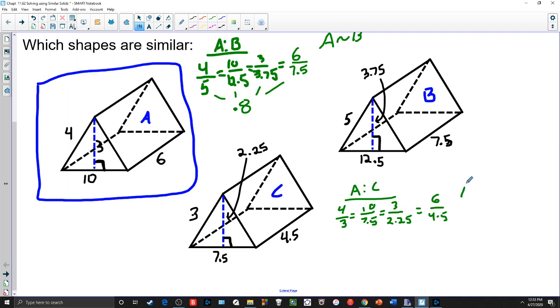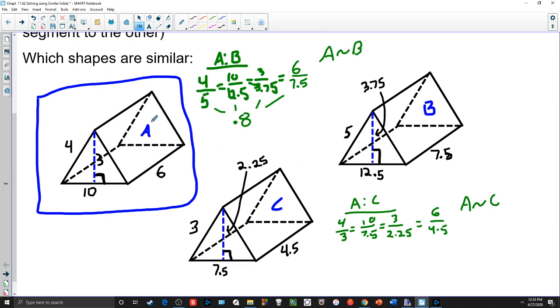So A would also be similar to C because all the fractions come out to be even. And then also that means that A, C, and B are all similar to each other. So A is similar to B.